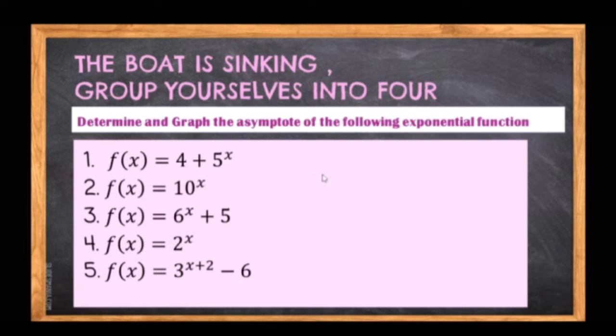Please determine and graph the asymptote of the following exponential functions. Number 1, f of x is equal to 4 plus 5 raised to x. Number 2, f of x is equal to 10 raised to x. Number 3, f of x is equal to 6 raised to x plus 5. Number 4, f of x is equal to 2 raised to x. Number 5, f of x is equal to 3 raised to x plus 2 minus 6. After you answer this group activity, we're going to check it.